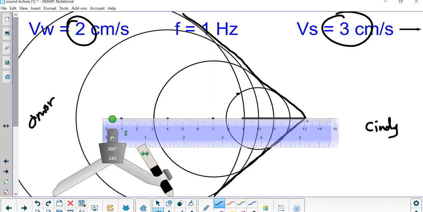Now, I've drawn this picture in 2 dimensions, but I drew circles. In real life, these are spheres. And this isn't just an angle here, this is a cone. Okay, this is a cone. And what you have is something which is traveling supersonic, faster than the speed of the wave.